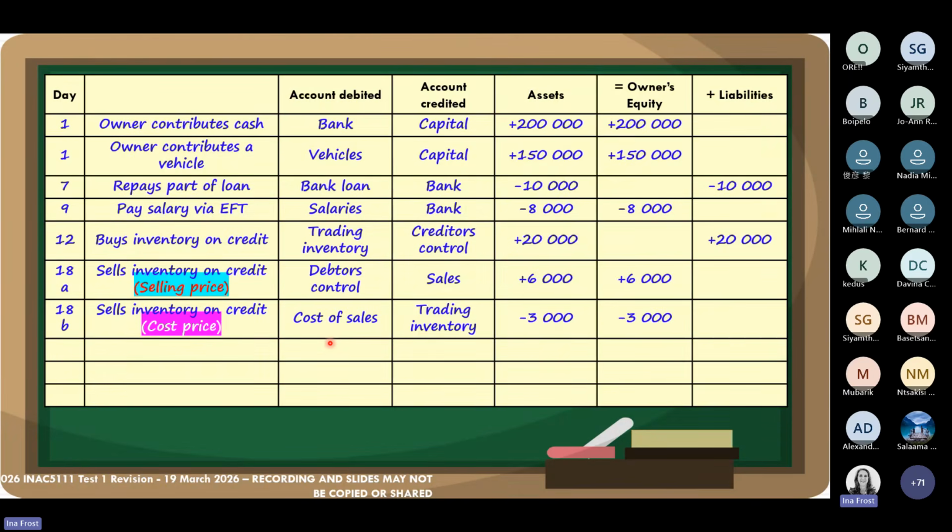Because we are selling some of our inventory, we need to be reducing our inventory, and the expense account that goes with it is cost of sales. So you can see we are reducing our asset inventory and we're reducing our owner's equity with this expense account called cost of sales. So the difference between the sale and the cost of sale is then the profit that the business made on the sale of this inventory.